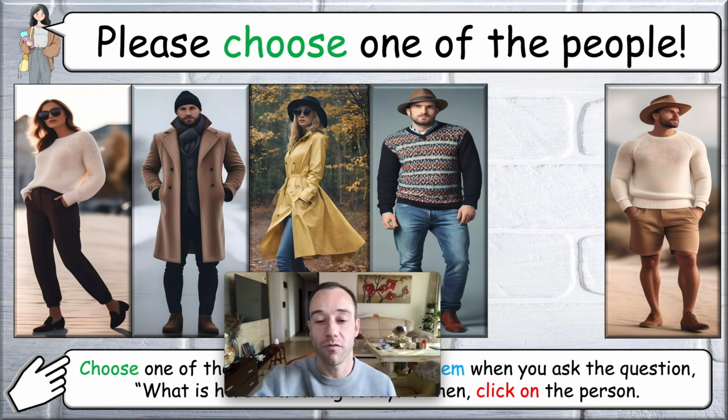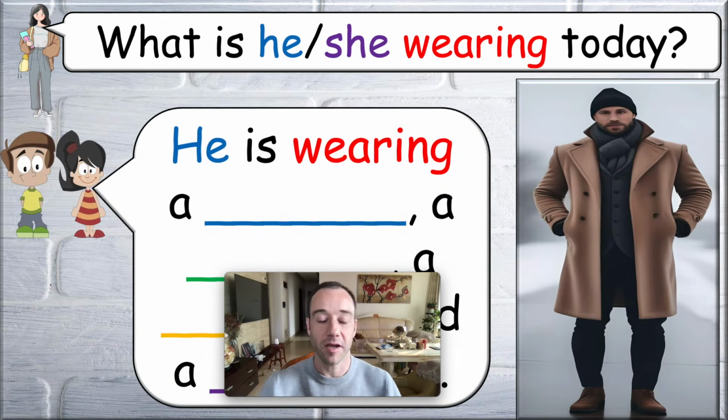Call up a student from the next team, they come up, please choose one of the people. They decide they want to choose this man, click on him. Sorry, this is running a little bit slow. It's just because I'm recording my screen, so my computer's not that great. Okay, so their team asks, what is he wearing today? And he looks at the picture.